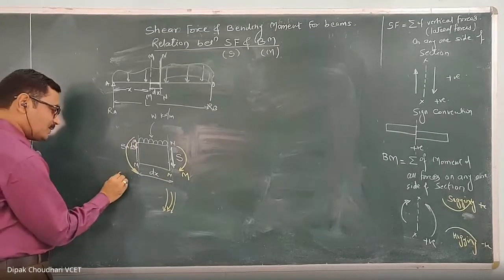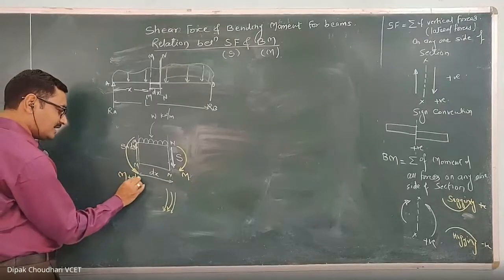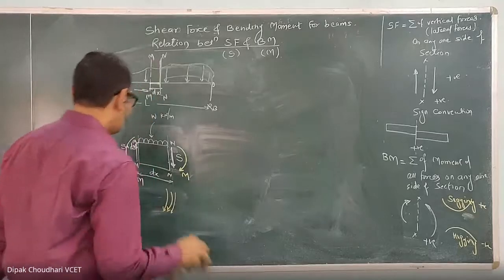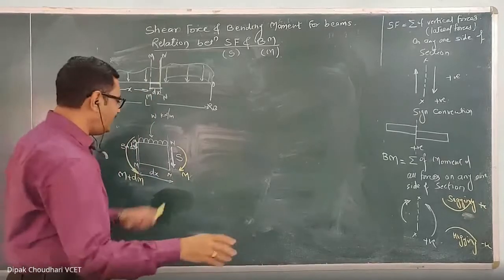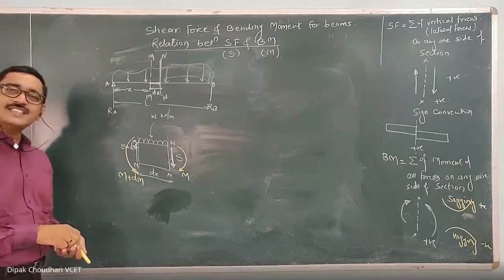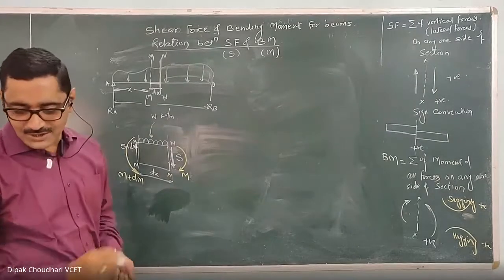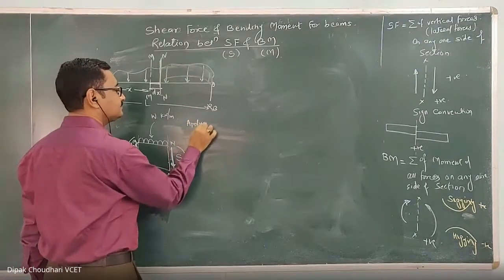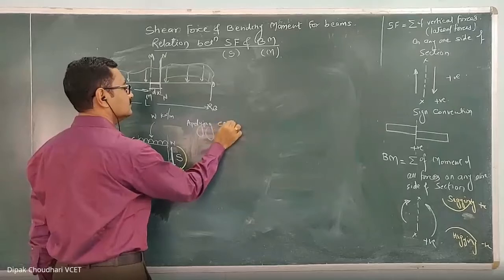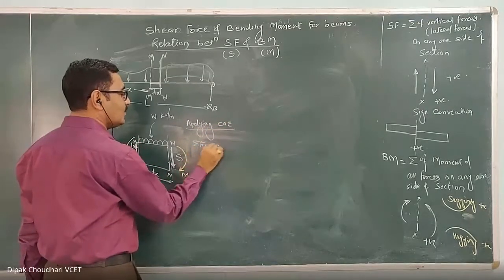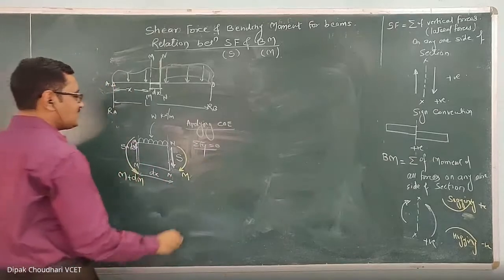And how much is this moment? Let it be M plus dM, the increment in the bending moment. Okay, so under the action of these forces and this moment, now this part is in equilibrium. Now since this part is in equilibrium, we can apply the condition of equilibrium. Clear? So applying the condition of equilibrium, if I use summation of Fy equal to 0, I'll get the equation.